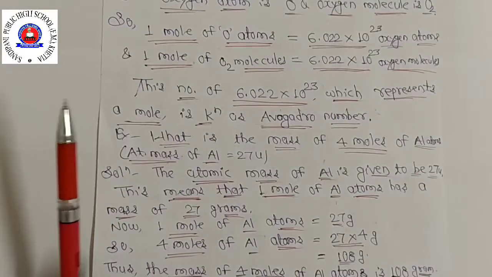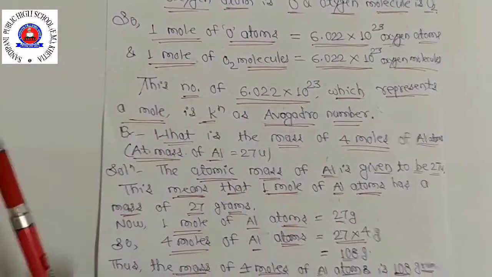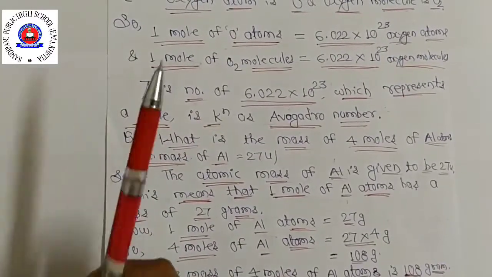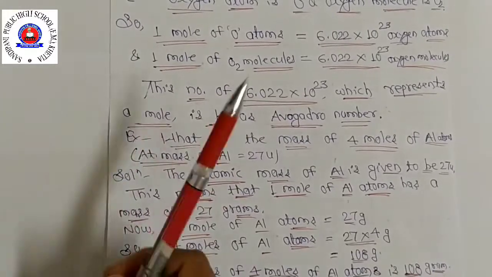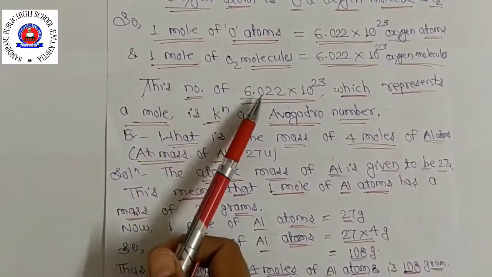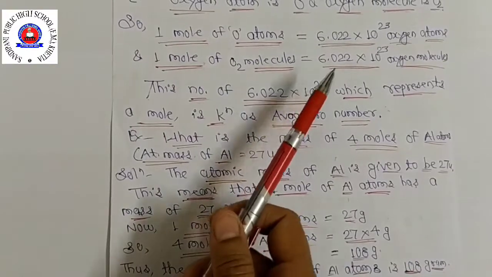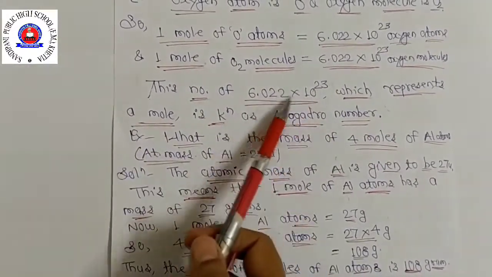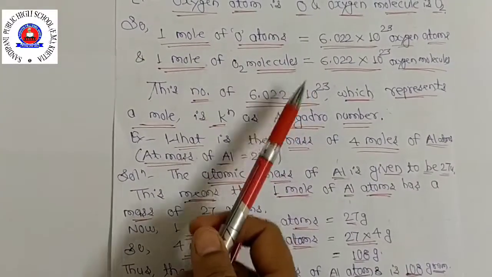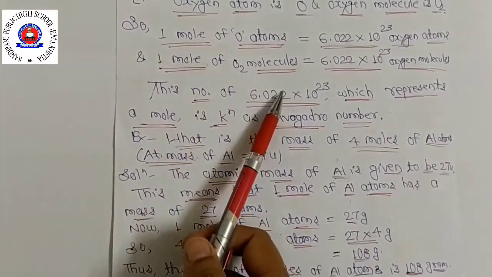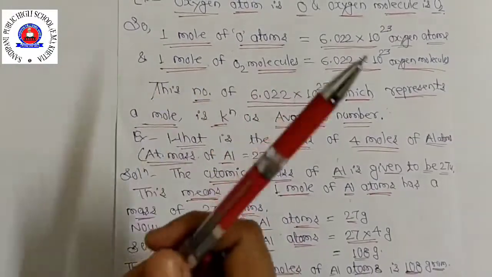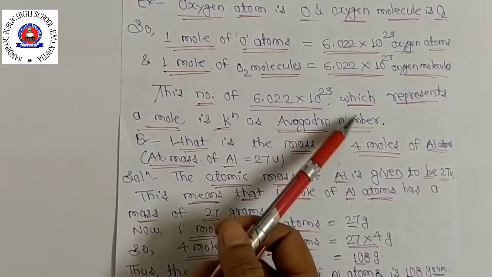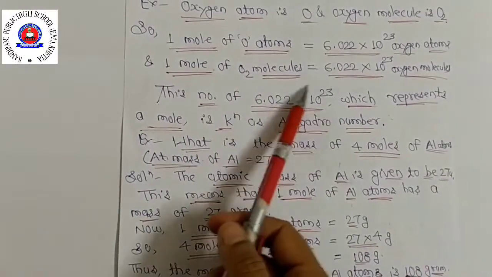So thus mole represents a definite number of particles. What does mole represent? A definite number of particles, that is atoms or molecules of a substance. This number 6.022 multiplied by 10 raised to power 23 represents a mole. And this definite number of particles, atoms and molecules of that particular substance, is known as the Avogadro number. So what do we call it? Avogadro number. Clear this one?